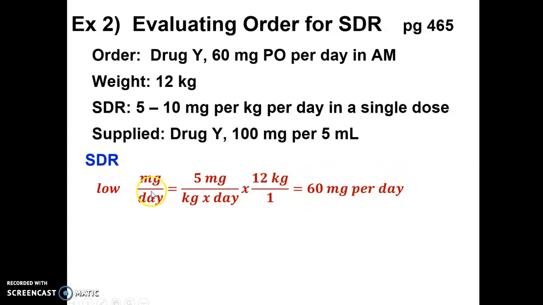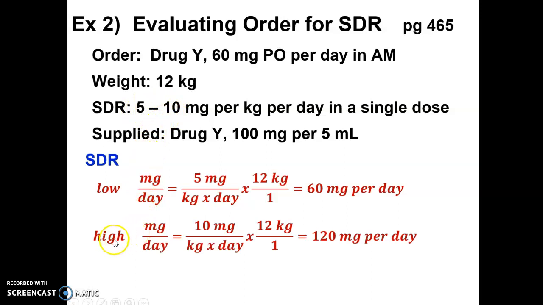All right. So we do the same thing for the high side now. We worked with the 5, now we got to work with the 10. So again, high milligram per day is going to be 10 milligram per kilogram per day. We need to get rid of kilograms, so you multiply by the 12 kilograms, and you wind up with 120 milligrams per day. So that is our range for this particular patient who weighs 12 kilograms. If you were fixing up this medication for a 20 kilogram patient, you're going to see that their safe dosage range is a little bit higher, which is what you would expect.